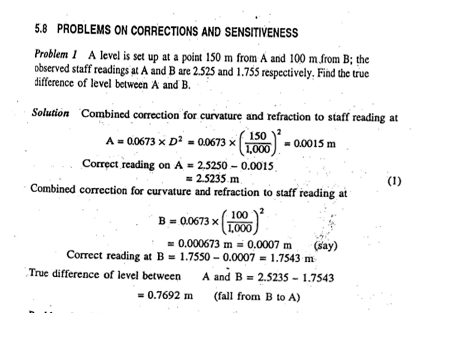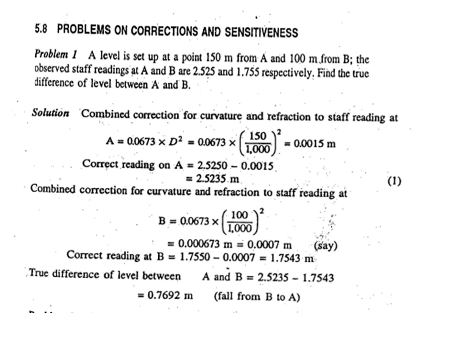Whenever such readings are given, first of all we are supposed to calculate the combined correction for curvature and refraction. It is given as 0.0673 into D square, where D is the distance. So 0.0673 into 150 upon 1000 squared is equal to 0.0015 meter. Therefore, the correct staff reading equals observed staff reading minus CC. Therefore, it is 2.5235 meter.